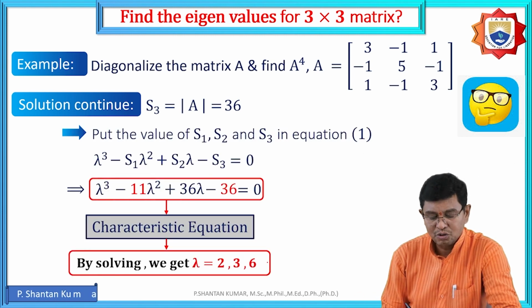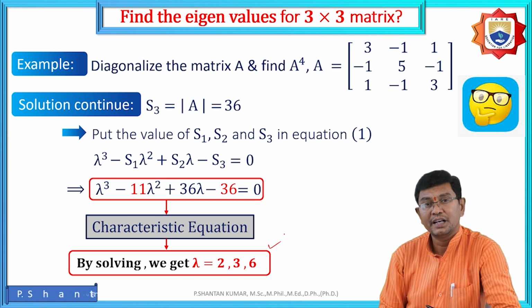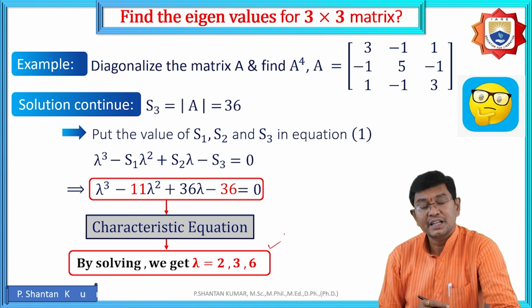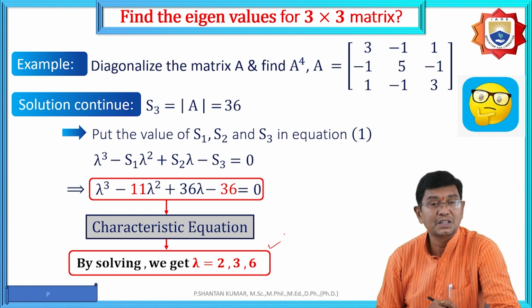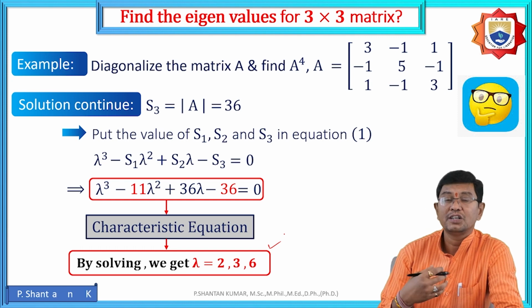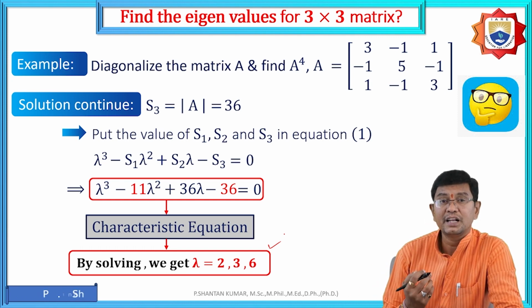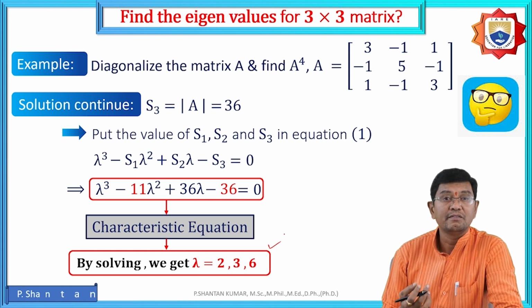The eigenvalues are 2, 3, 6. And according to the working rule of diagonalization of a matrix, after finding the eigenvalues, first of all we need to observe that the eigenvalues are different. That means diagonalization of the matrix exists. And now further we need to find the eigenvectors corresponding to each eigenvalue.